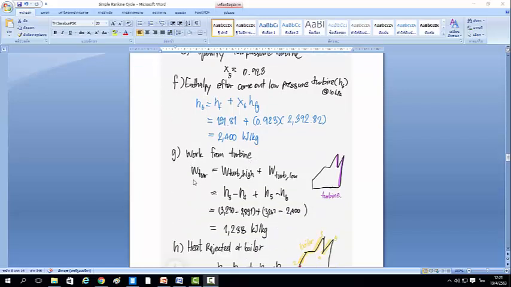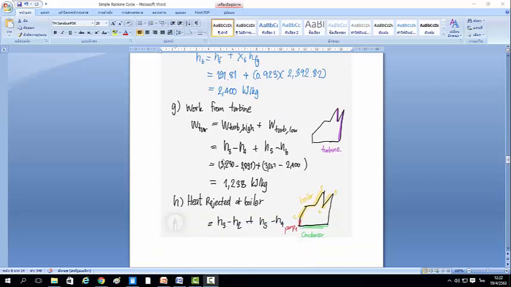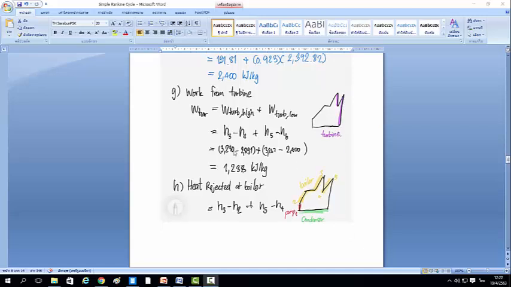And for the work from the turbines, you can see we have two turbines. The high pressure turbine is the one purple here, and the low pressure turbine is the two purple here. Then we sum them together: this is H3 minus H4, and this is H5 minus H6, and then we sum up and get this value.